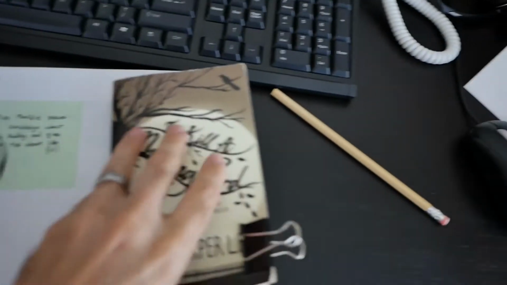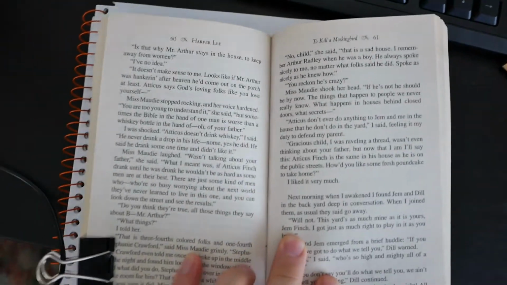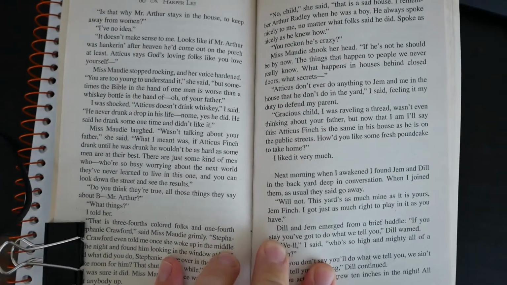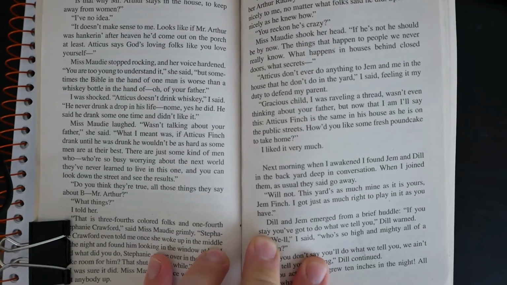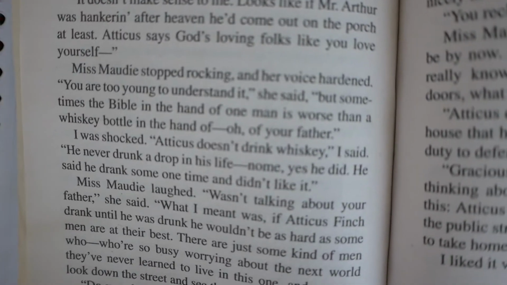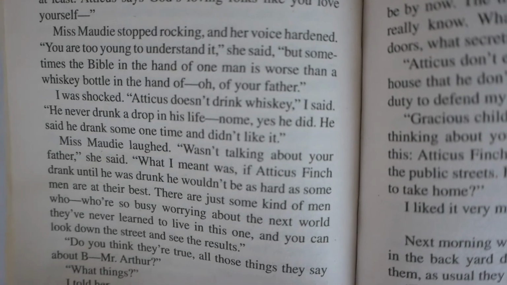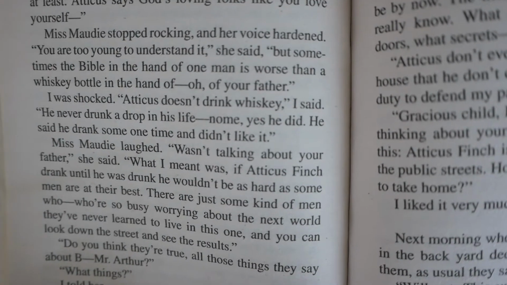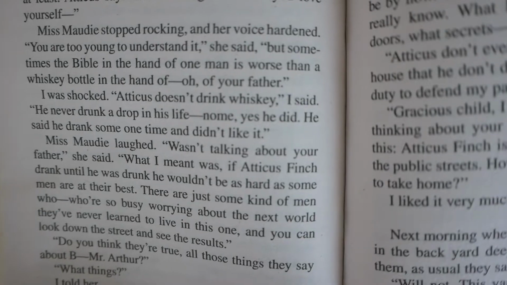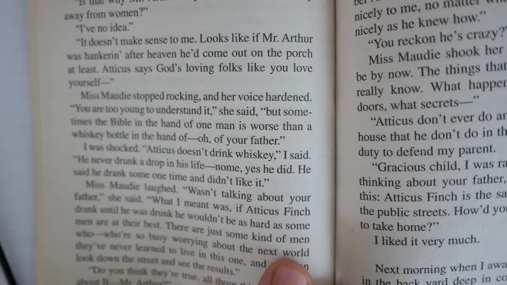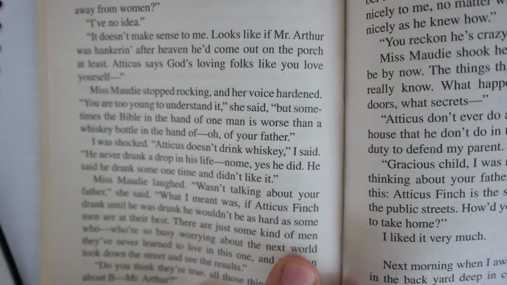Let's look at a more specific example from the text so you guys can see how to take something from the page and put it into an annotation. So here around page 60 and 61, we have a conversation taking place between Scout and her neighbor, Miss Maudie. And let's just start right here where it says Miss Maudie stopped rocking and her voice hardened. "You're too young to understand it," she said. "But sometimes the Bible in the hand of one man is worse than a whiskey bottle in the hand of your father." This shows the difference between a young person's way of thinking and an adult's way of thinking.